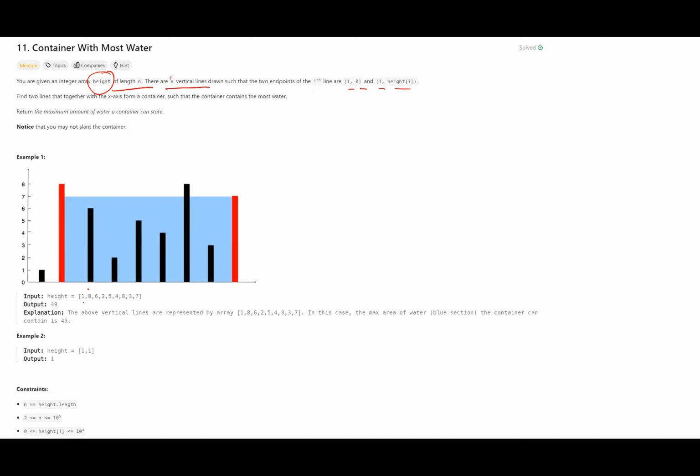In the first example, you see that the height array that we're given looks like this. That means this has a size of 9. That means this represents 9 lines, and each one actually, by the definition, the first line is 1, right? So it means that at position 0, one endpoint is (0, 0), and the other endpoint is going to be (0, 1). Okay, so that is the definition.